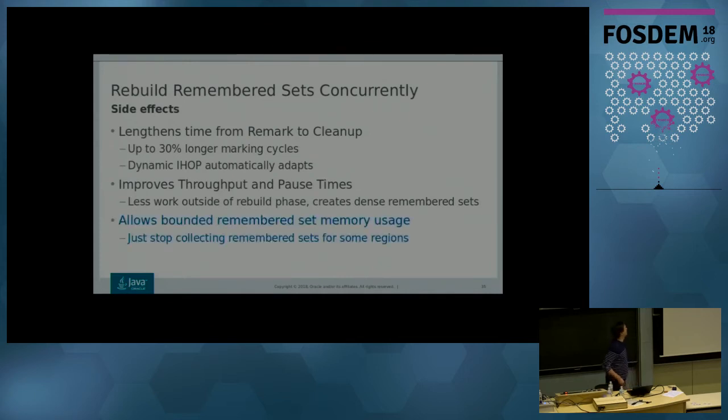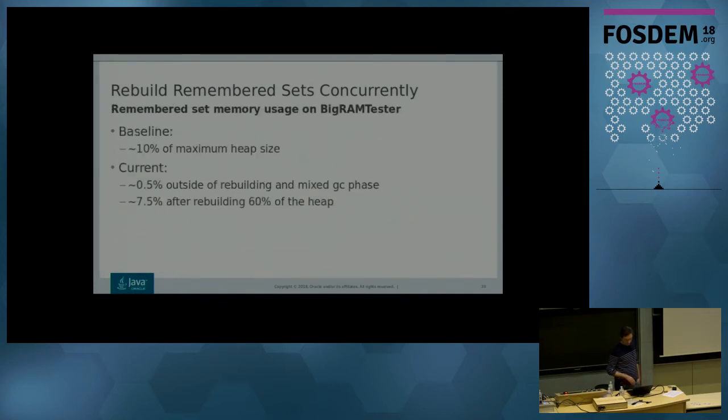So, the feature for the container guys allows G1 to implement a bounded remembered set in terms of memory usage. That means when rebuilding, G1 could just stop collecting remembered sets for particular regions if some budget has been exhausted, which has always been a problem. I mean, 20% of the heap is probably too much if you make that kind of safety buffer. So some numbers on that.